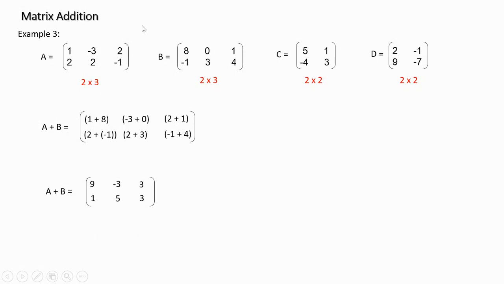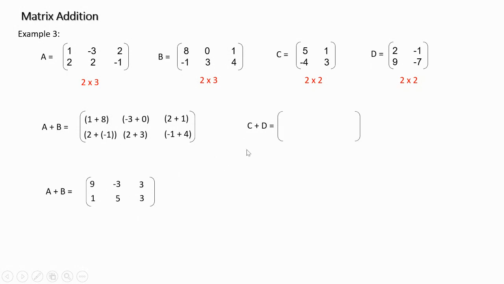You can go 1 plus 8 is 9. -3 plus 0 is -3. 2 plus 1 is 3. 2 plus -1 is 1. And 2 plus 3 is 5. And -1 plus 4 is 3. I did it like this, guys, by showing the work, just so you guys can see exactly what's taking place. Okay?